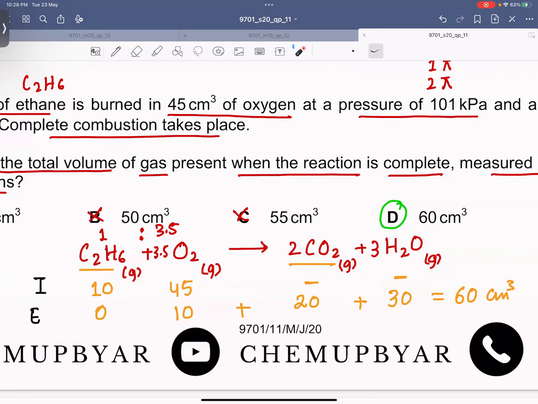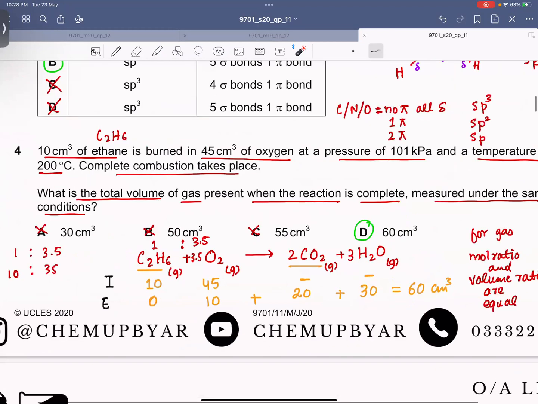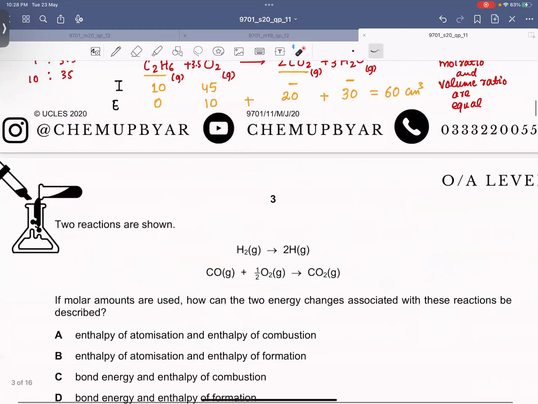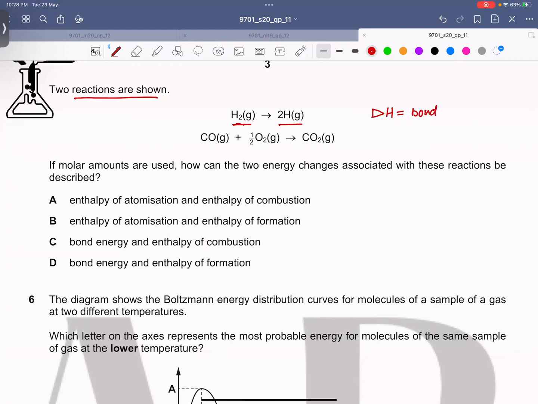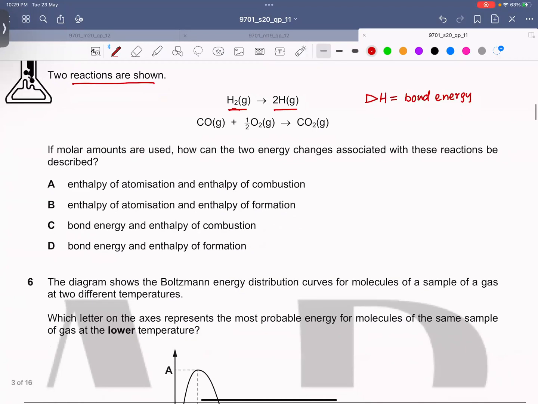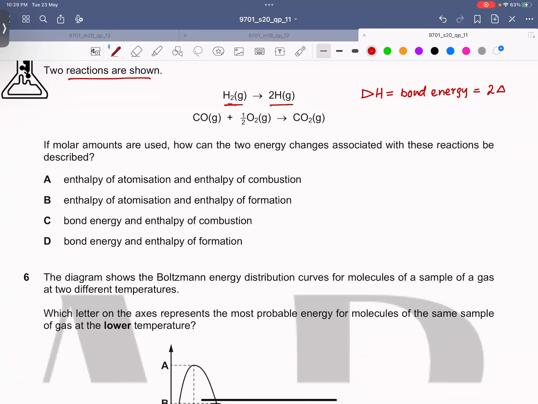Yes, if anyone has any doubt, do ask. Now, next question, question number 5. 2 reactions are shown. Okay, if you look at the first reaction, 1 mole of hydrogen gas is turning into 2 moles of hydrogen atoms. So you can consider this enthalpy change as a bond energy, because 1 mole of bonds in a gaseous state is actually broken down, right? And you can consider it as twice the enthalpy change of atomization, because enthalpy change of atomization is when 1 mole of gaseous atoms is being formed.